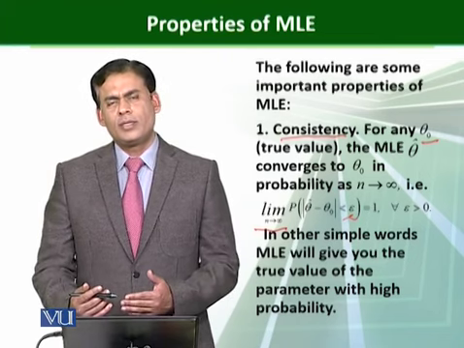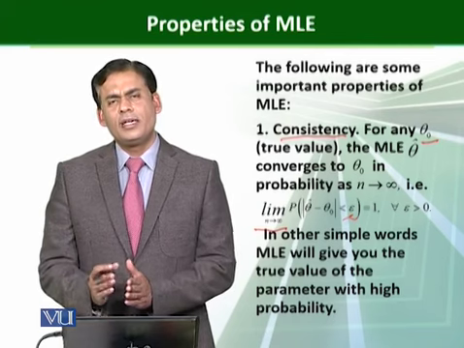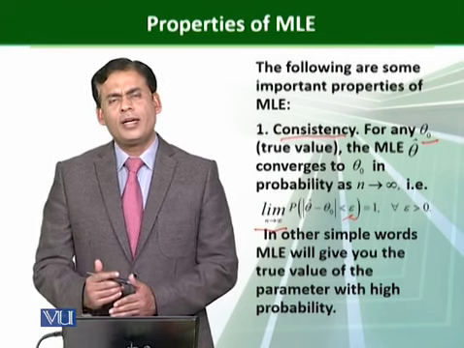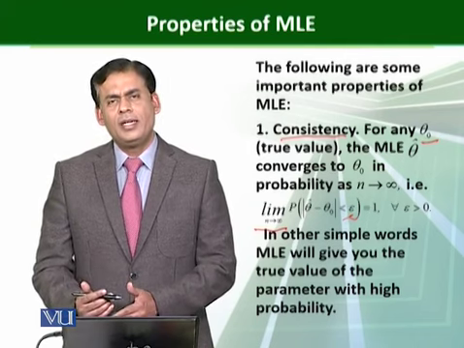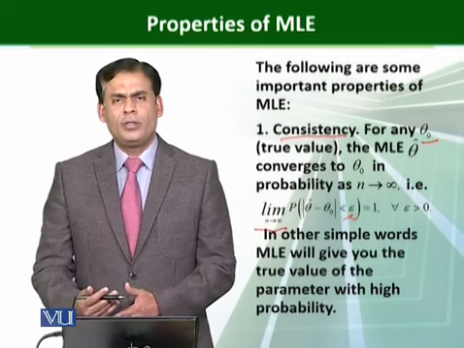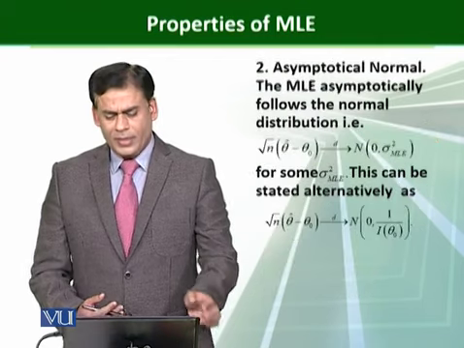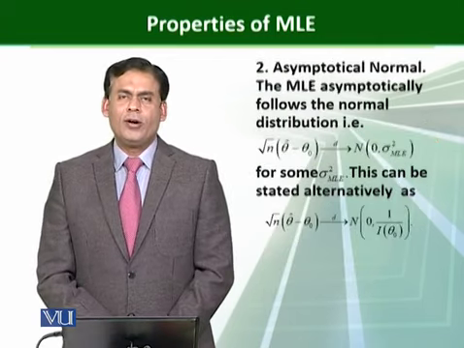probability. Consistency basically provides us the information that the value which our MLE estimator gives us, we attain it with high probability. The second property is that it is asymptotically normal.